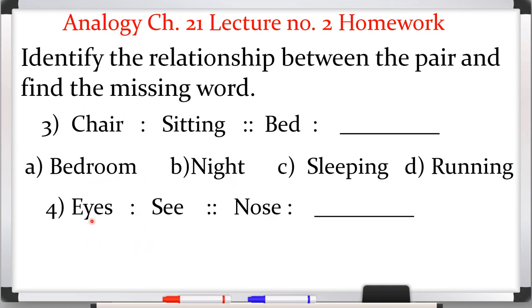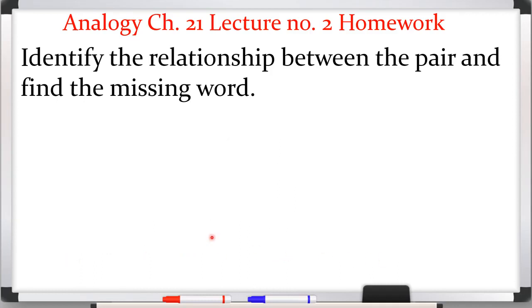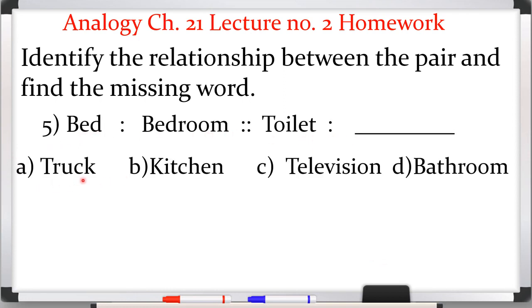Question number 4. Eyes, see, nose, dash. Options are A. Hear, B. Touch, C. Smell, and D. Taste. Now in question number 5, it is given bed, bedroom, toilet, dash. So here options are A. Truck, B. Kitchen, C. Television, and D. Bathroom. So accordingly, you have to see the relationship and then you have to fill the next pair. Okay.